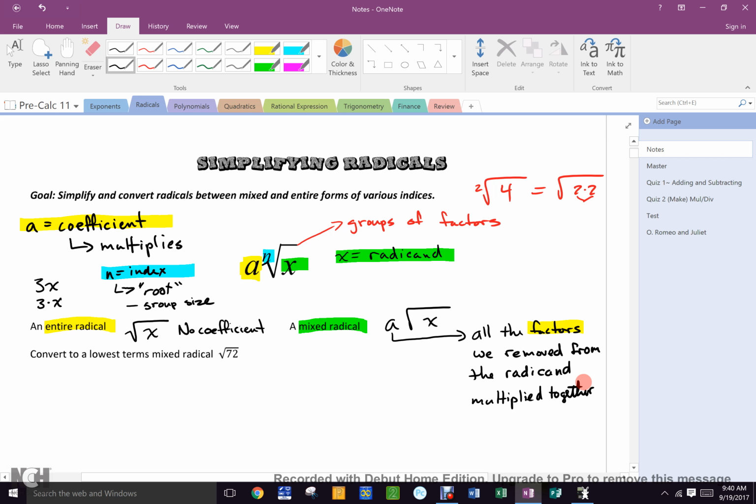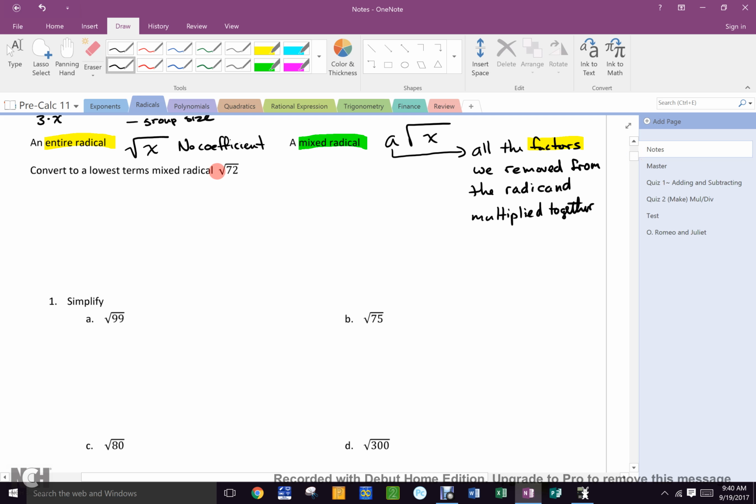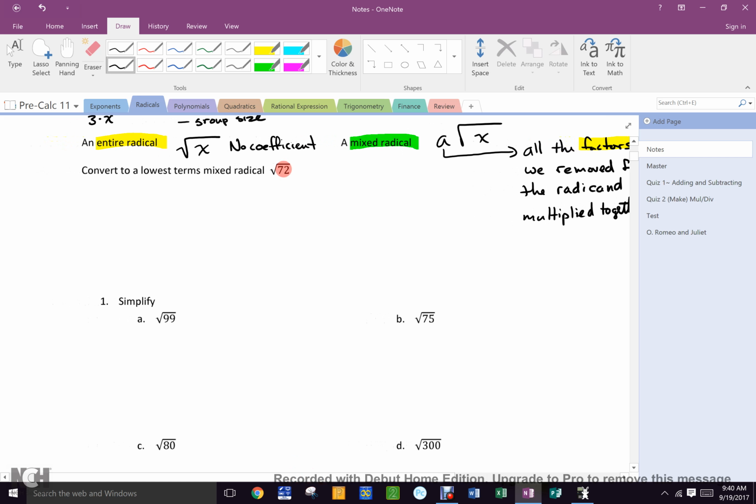So everybody should remember all of that from the 10th grade. You may not remember the words, but you should remember the process, yeah? Okay, so let's move it along from there. We are going to take root 72 and convert it to the lowest terms mixed radical. There are two ways to do this. There's a longer way that is easy and always works, and there's a shorter way that requires you to memorize some stuff. I, of course, am going to show you both of those ways.